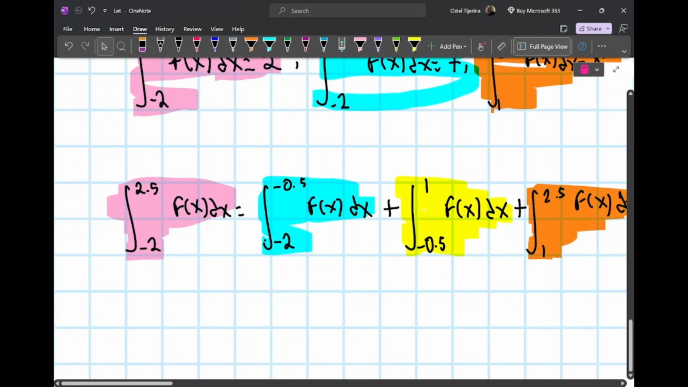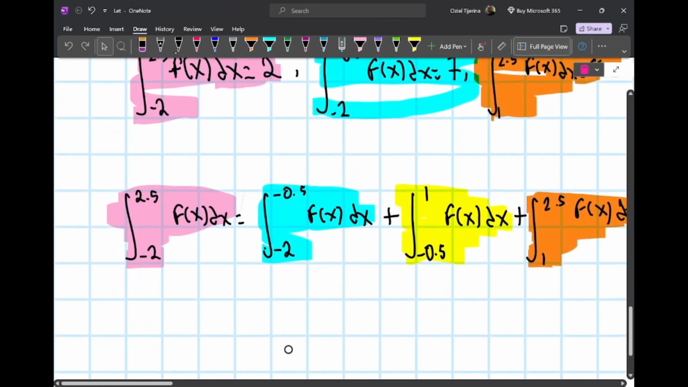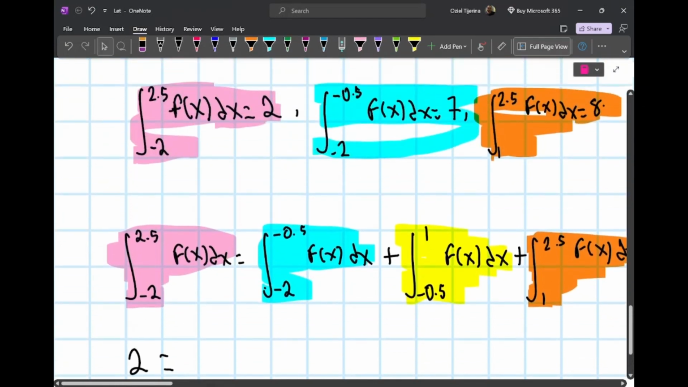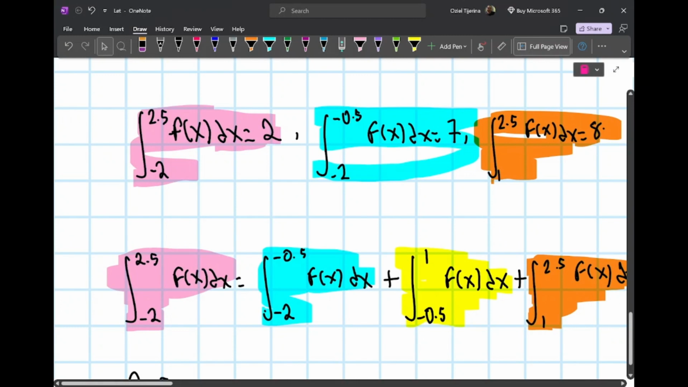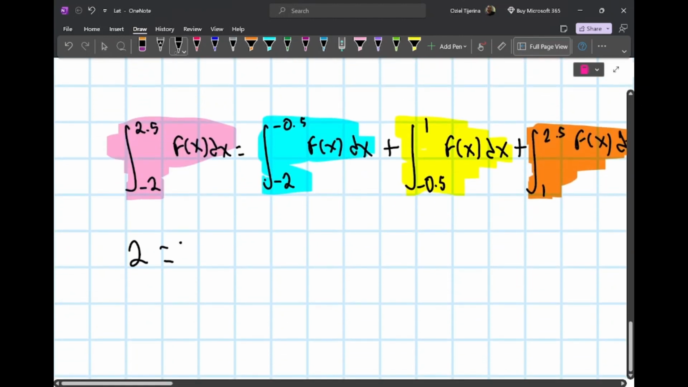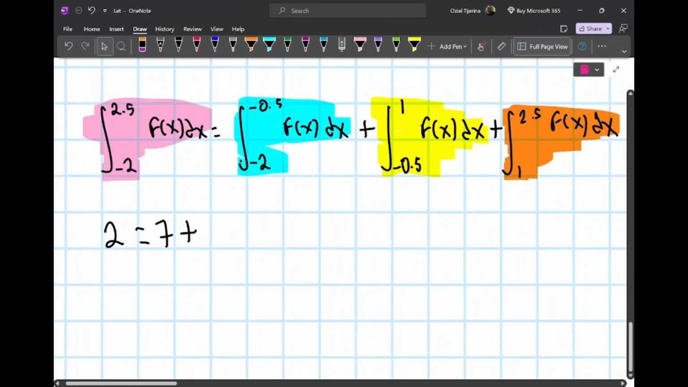You just have to understand how to go in order. Okay, so we're now just going to plug in some values here. We know that the pink one is going to be 2, and this is going to equal the integral from negative 2 to negative 0.5 of f of x dx, which is really going to be 7. So it's equal to 7, and then plus the integral from negative 0.5 to 1, which is what we're looking for. So we're just going to leave that as it is.